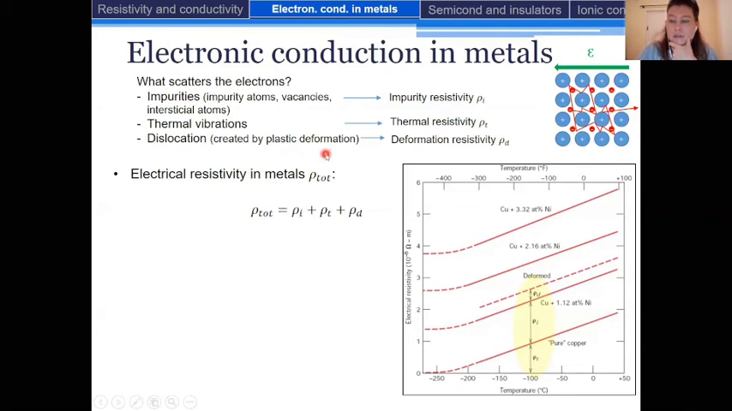And this is due to the fact that when you have a dislocation in your material, it creates an obstacle for the electron and for their motion in the material. So you have these three contributions to the electrical resistivity. That's why we can write the electrical resistivity of a metal equal to the impurity resistivity, the contribution of the thermal vibration, as well as the contribution of dislocation or plastic deformation.